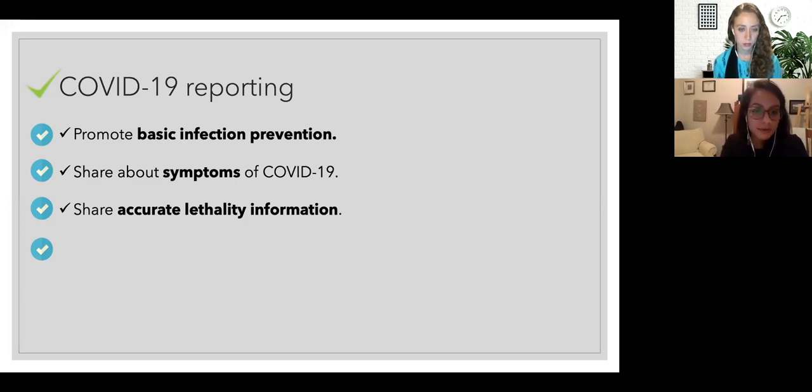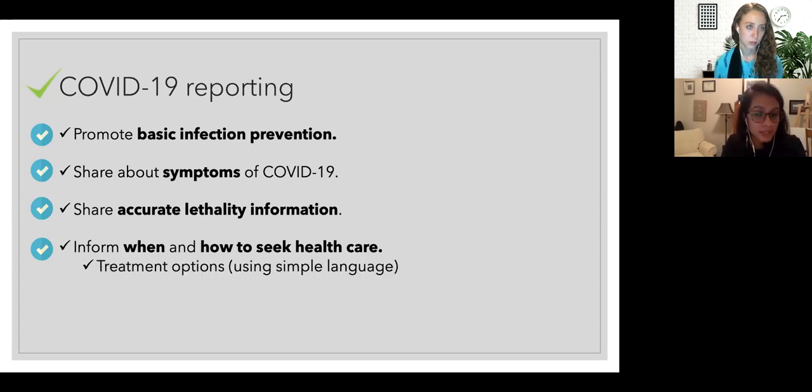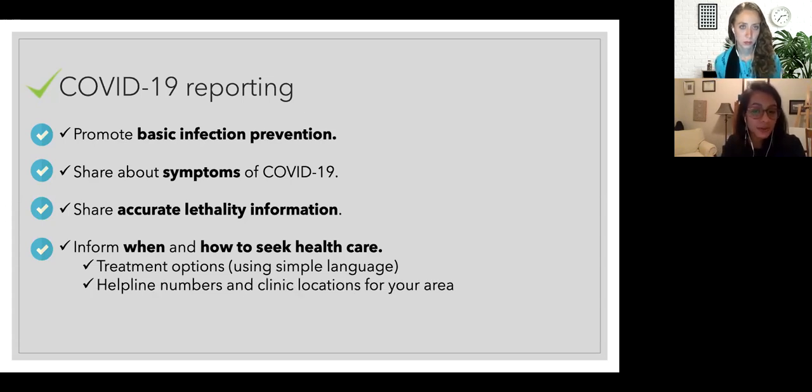Share accurate lethality information, so sharing accurate death information. Again, we know that COVID-19 is very serious, but we also know that most people actually recover very well and they recover strong. And so we want to make sure that we focus on that as well. And we want to inform when and how to seek healthcare. So again, we know that the more people have the tools and the information that they need to take care of themselves, the less confused and afraid they will be, and the more likely they will be to find treatment options. We want to use simple language and helpline numbers, so clinic locations in your area and places that people can just get general information.